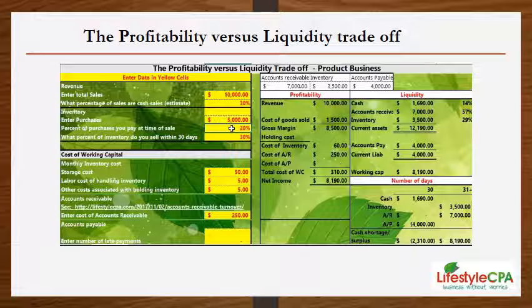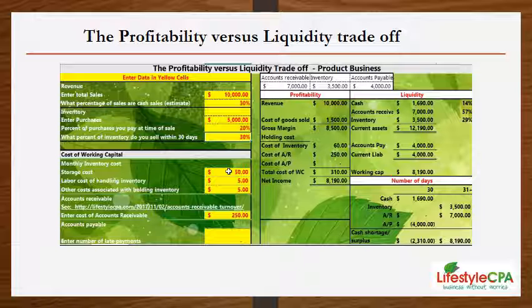Purchases, the number of purchases you pay at time of sale, what percent of inventory you sell within 30 days, and then your working capital costs, which includes your accounts payable, accounts receivable, and inventory costs. I'm not going to go into details here because I've talked about that in other videos, so you can go and review that to see exactly how to come up with the cost of working capital.